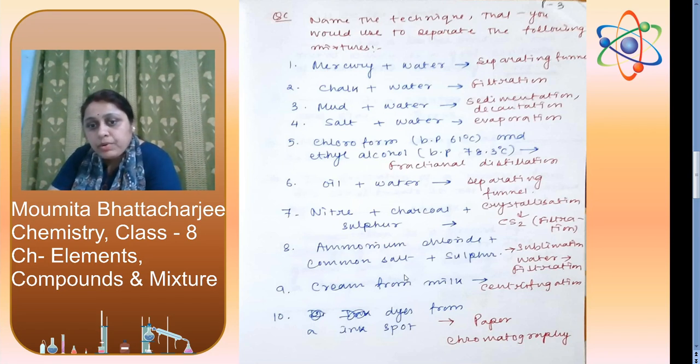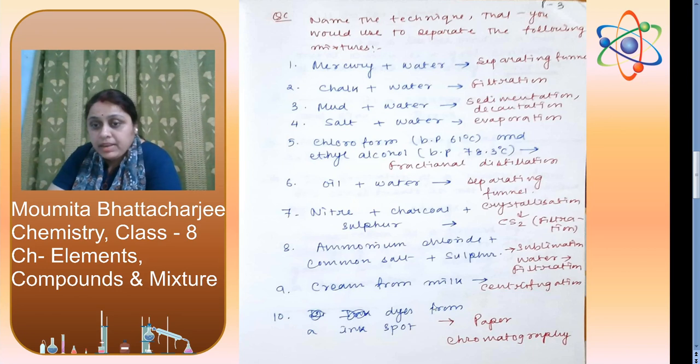Next one, ammonium chloride, common salt and sulfur. We know ammonium chloride is a sublimable substance. So the first process will be sublimation. Ammonium chloride will be sublimated out. Then the mixture will be common salt and sulfur. Common salt is dissolved in water. So if you pour water, common salt will be dissolved in water and we will get common salt in the filtrate, and sulfur will remain on the filter paper as residue.